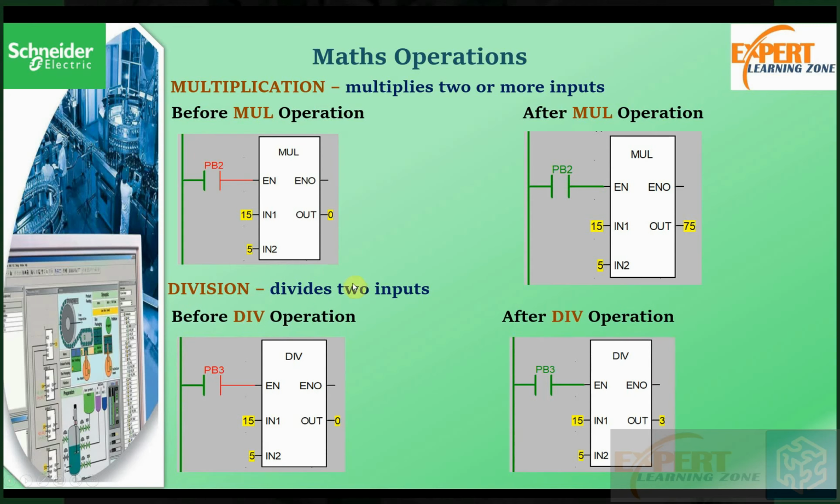Next we have the division operation. In the division operation, we divide the first operand by the second operand, and the result goes to the output when the block is enabled. Here the block is not enabled, so we have 0. And here when the block is enabled, we take 15 divided by 5, which gives us 3.